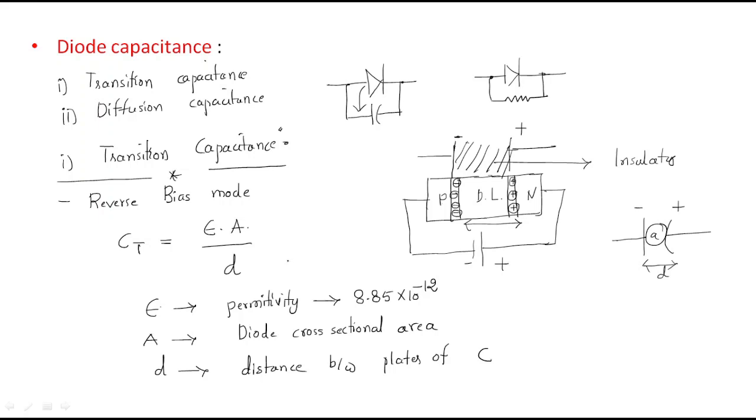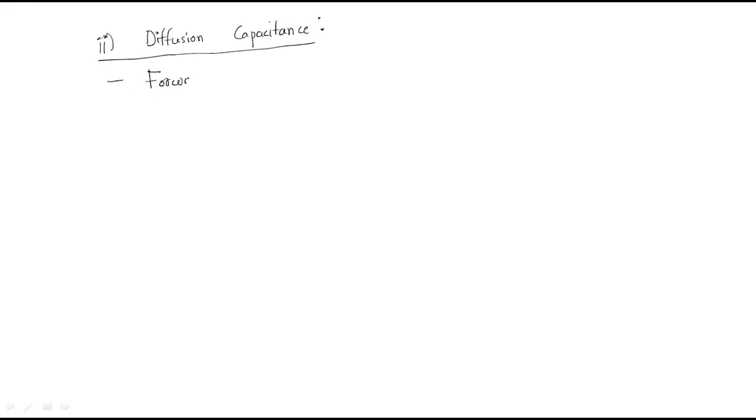Next we will discuss the other capacitance, that is diffusion capacitance. The second is the diffusion capacitance. Diffusion capacitance is generally formed in forward bias. What is the meaning of forward bias? The p-type is connected to the positive supply and the n-type to the negative supply. Generally this capacitance arises by applying the forward bias.